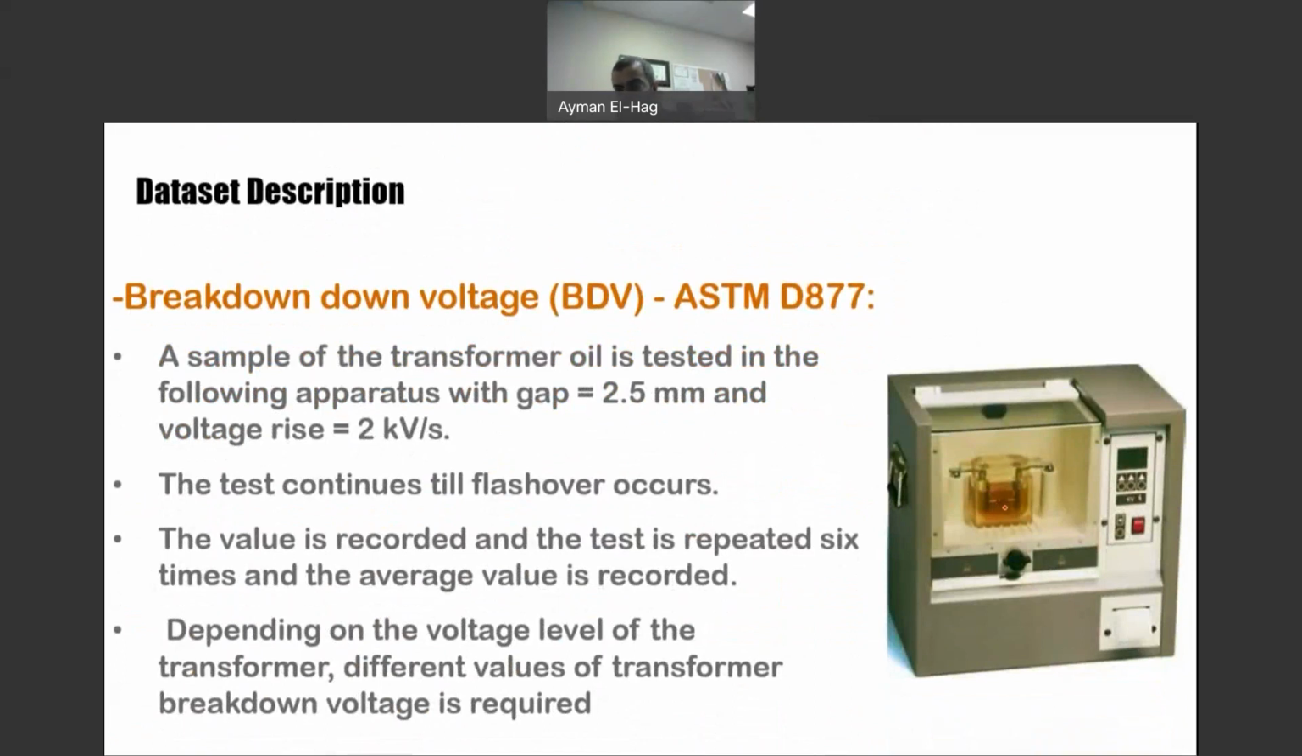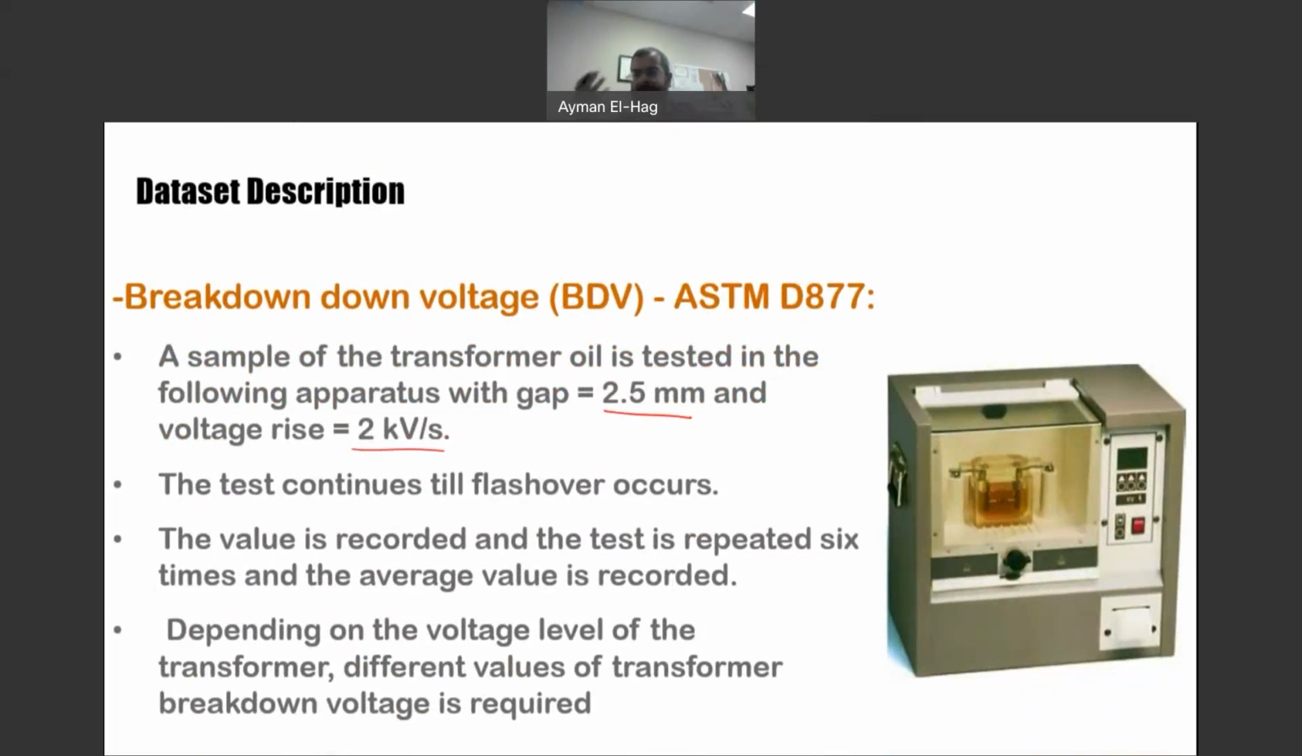Here there are 2 electrodes. These 2 electrodes have a 2.5 millimeter gap, and we apply a voltage at 2 kilovolt per second. Increase the voltage until a breakdown happens. When a breakdown happens, the voltage stops.